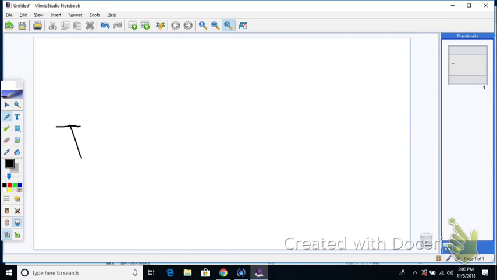So we have three different balances, and we're going to interpret what these balances say.